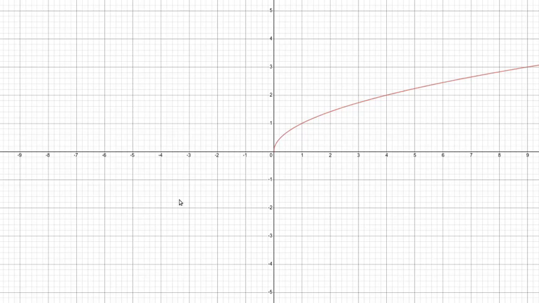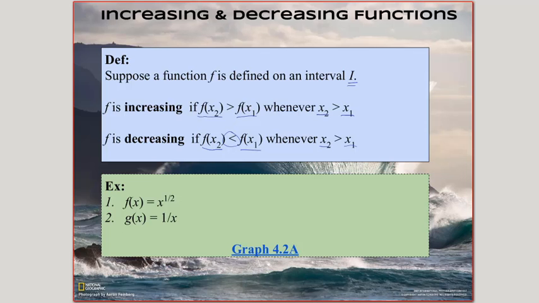We have another way to determine this. That is, if we look at the derivative, so that is noting that f prime of x is 1 over 2 x to the 1/2, and noticing that x to the 1/2 can never be negative, so that means f prime of x is always greater than 0. That means the derivative is always greater than 0, so it's increasing.